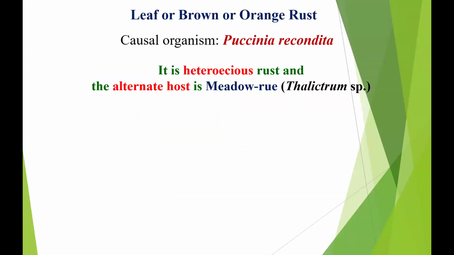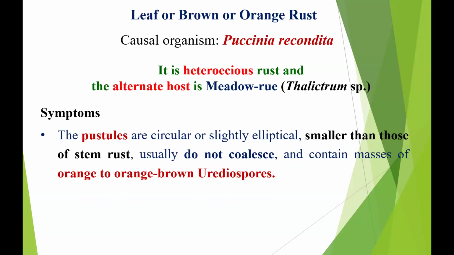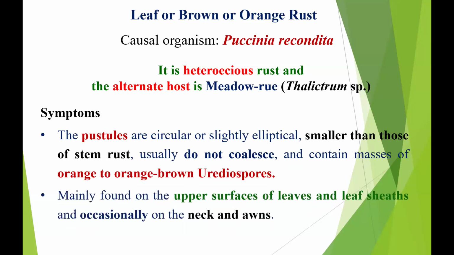Next comes the leaf or brown or orange rust, which is caused by Puccinia recondita. It is also heteroecious, and the alternate host is meadow rue, which is Thalictrum species. The pustules are smaller than the stem rust, and they do not coalesce, and they are orange or orange brown in color. The urediospores mostly appear on the upper surface of the leaf or leaf sheath, occasionally on the necks and awns also.